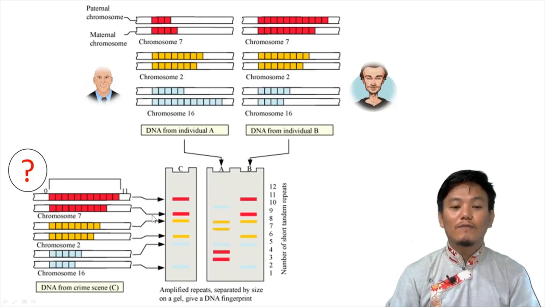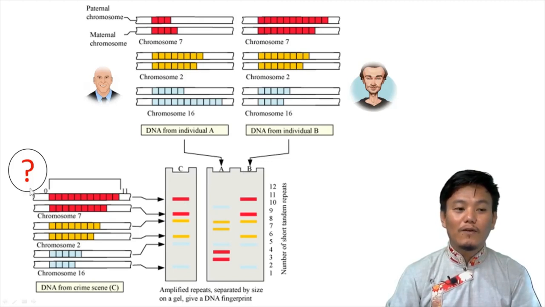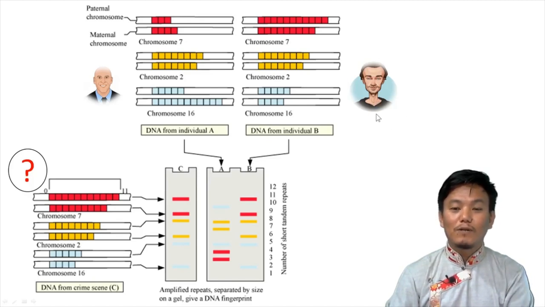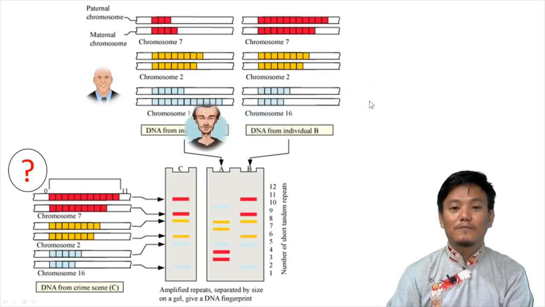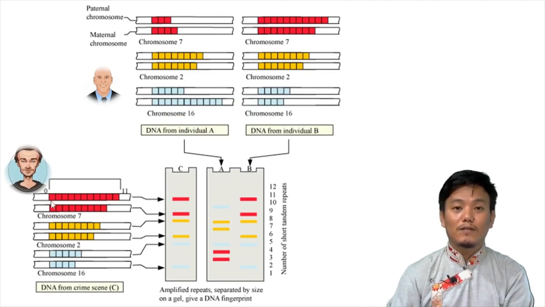Now what we have to do is compare, right? We have to compare the DNA profile of the suspects with the criminal. And if we compare, we can clearly see that the DNA profile of the DNA which is found at the crime scene matches with individual B, right? So we can say that he is the criminal, because it was his DNA which was left at the crime scene, right? So that is how you use DNA fingerprinting in solving crime.